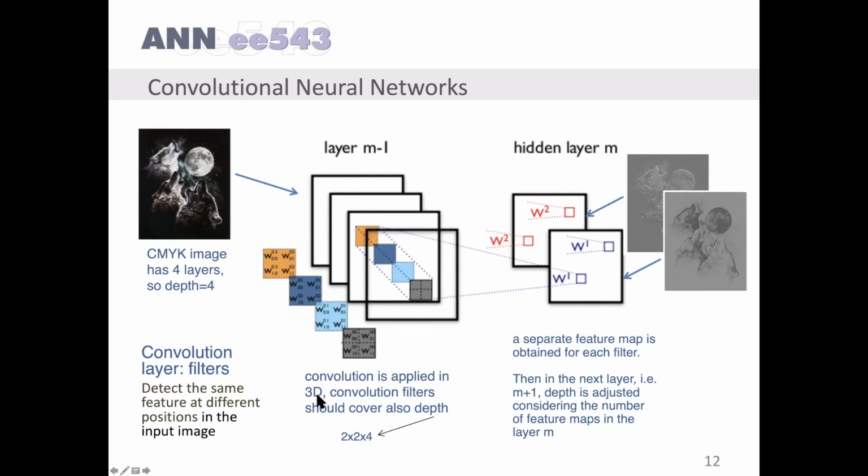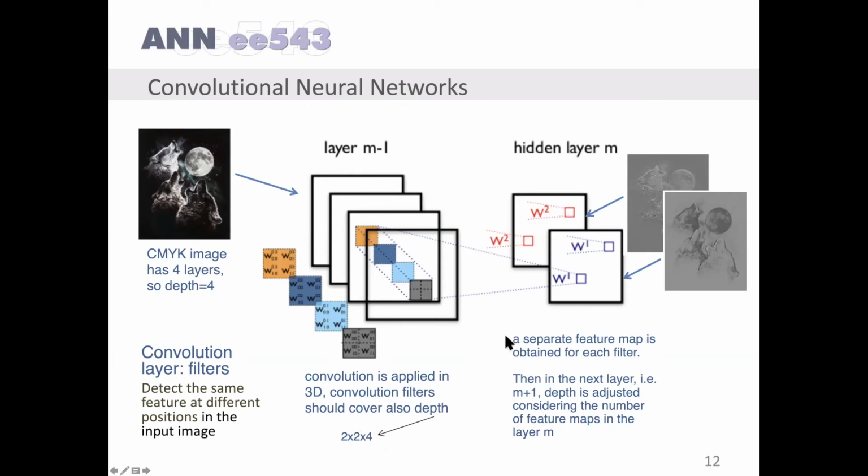Convolution is applied in 3D. Convolution filters should cover also depth. Here we have 4 layers in depth, so the convolution filter has depth. 2x2 multiplied by 4. This is the depth. This is the size for a single filter.